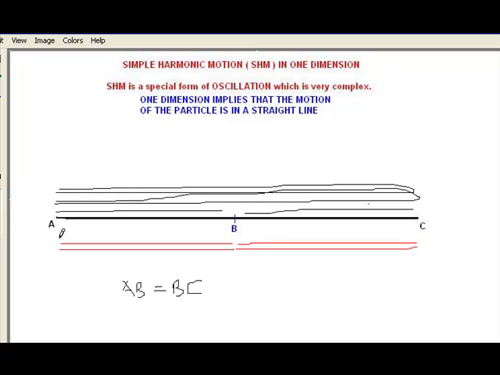That means as it moves from A to B, its speed increases. And the moment it passes B, its speed begins to decline. It reaches C. Then when it tries to come back to A, its speed also.